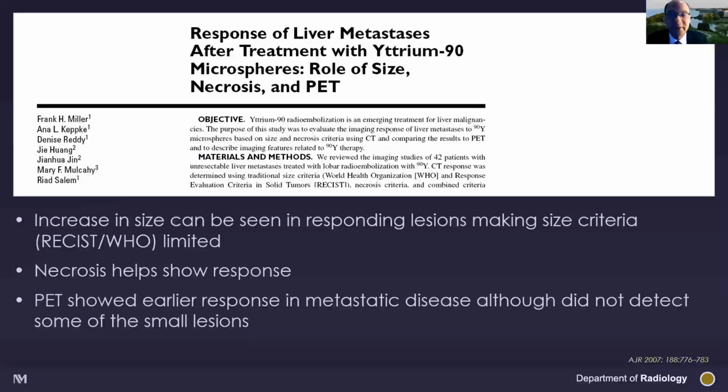This was the second paper that we did. We looked at HCCs, but we thought it was also important to look at liver metastases and look at size, necrosis, and PET scan. Again, an increase in size could be seen in the responding lesions, making the size criteria more limited. Necrosis certainly helped, again, to show a response. And PET in these patients, although we don't routinely always use it, showed an earlier response in metastatic disease, although it didn't detect some of the smaller lesions.